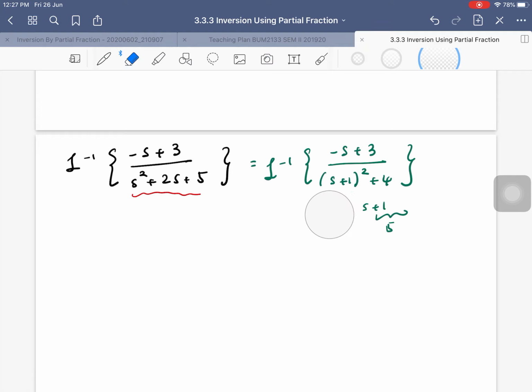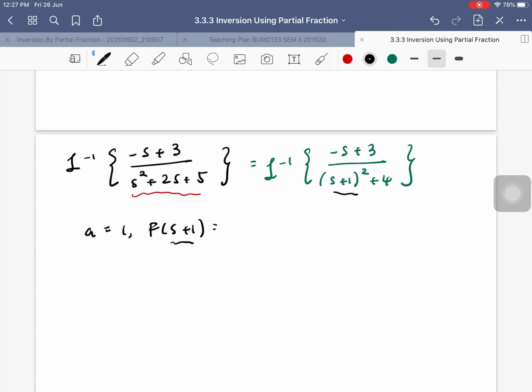Okay, so I've shown you in the first video about this, the first part, how to do completing the square. Alright, so now that I have this information, I can start writing the fact that my a value is going to equal 1, my f of s plus 1. Remember, these two, they match. This s plus 1 is going to be s plus 1 as well. So I'm going to have negative s plus 3 over s plus 1 square plus 4. I'll be converting this to f of s.